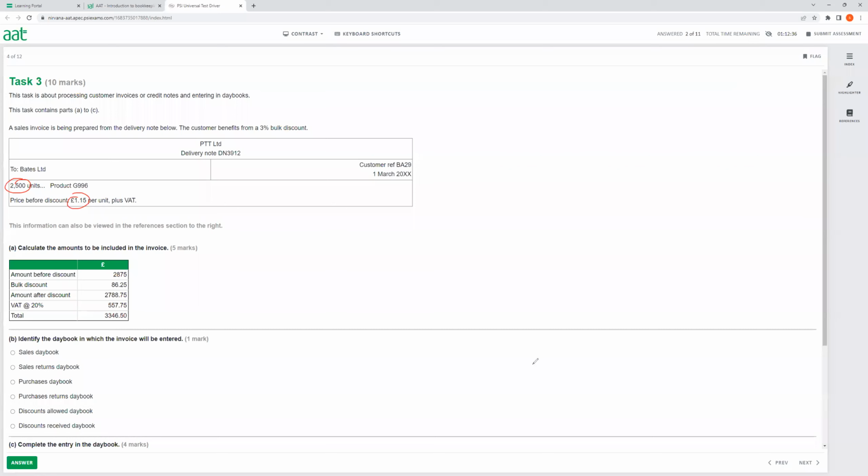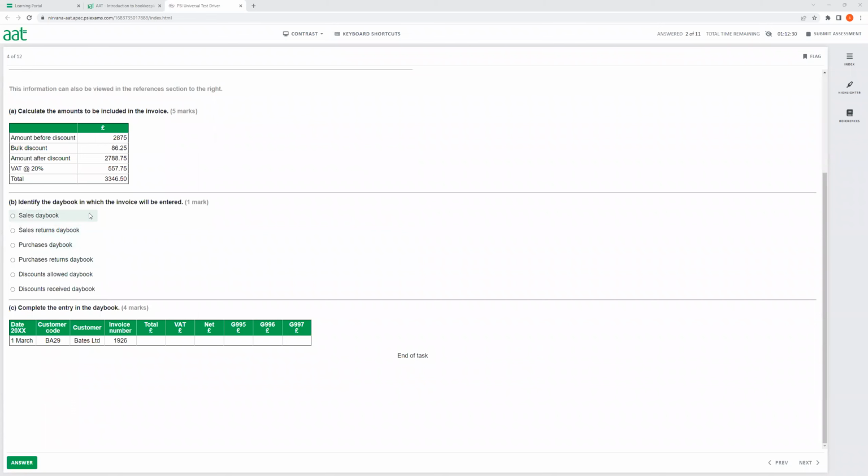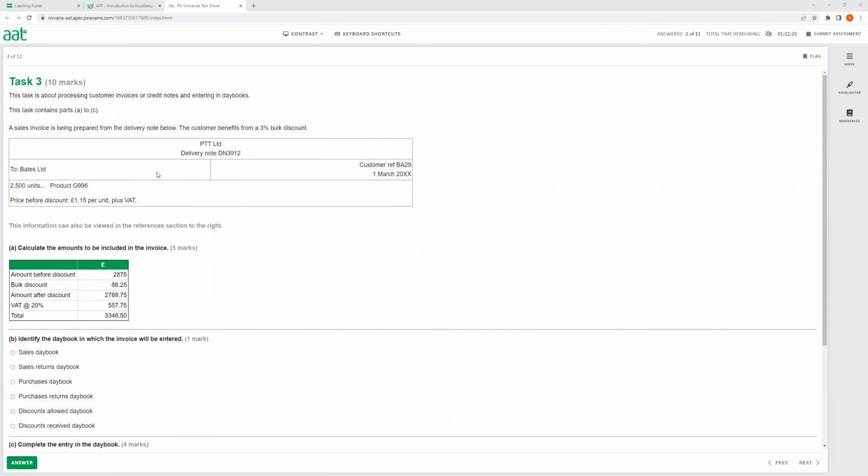The next one says identify the daybook in which the invoice will be entered. Now first we need to look at what's happening in the story. A sales invoice means I made a sale. And if I make a sale, it will always go to the sales daybook. If I buy something, if I receive the invoice from the supplier, then it will go to the purchase daybook. So you need to be careful.